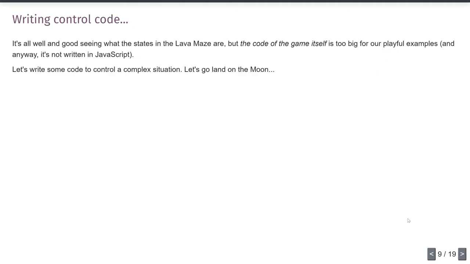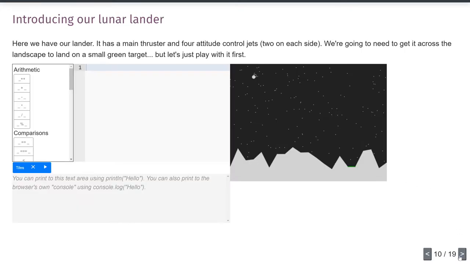But the Lava Maze isn't actually written in JavaScript, and it's probably a bit big to get you to go and actually write the game. So let us instead pick a complex situation that we can start handling some of these things in, and we can start writing code to solve, you know, control a robot in a weird situation. Let us go and land on the moon.